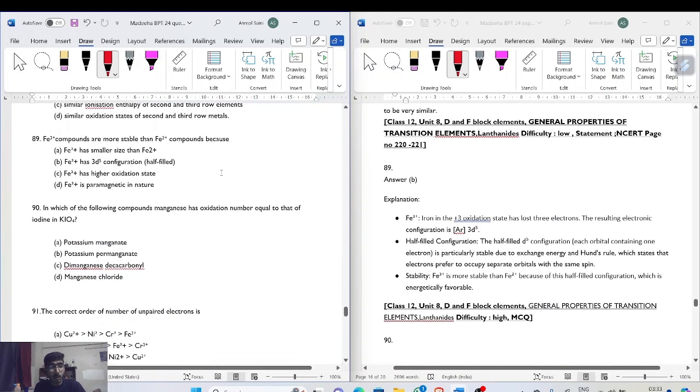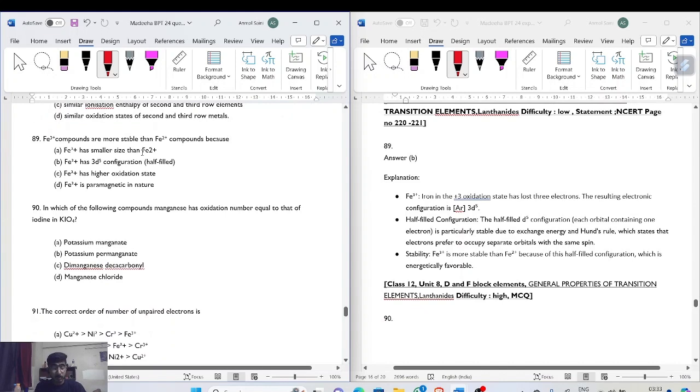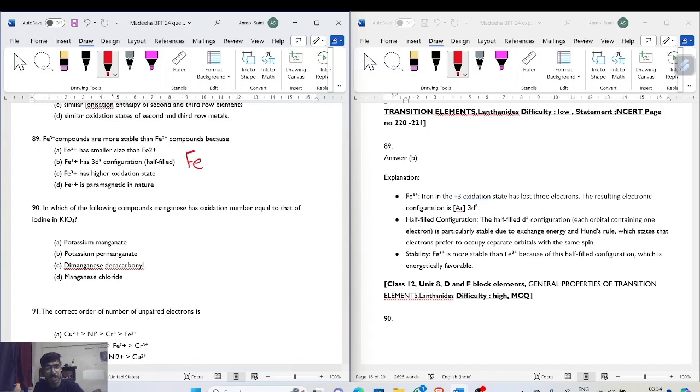Now question number 89. Fe3 positive compounds are more stable than Fe2 positive compounds because, okay. So we have to tell why Fe3 positive compounds are more stable than Fe2 positive. First of all, we have to write the electronic configuration, then we can predict. So we have Fe3 positive and Fe2 positive.